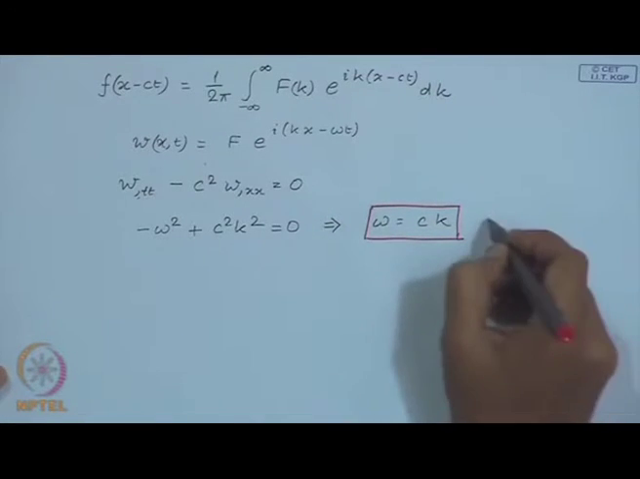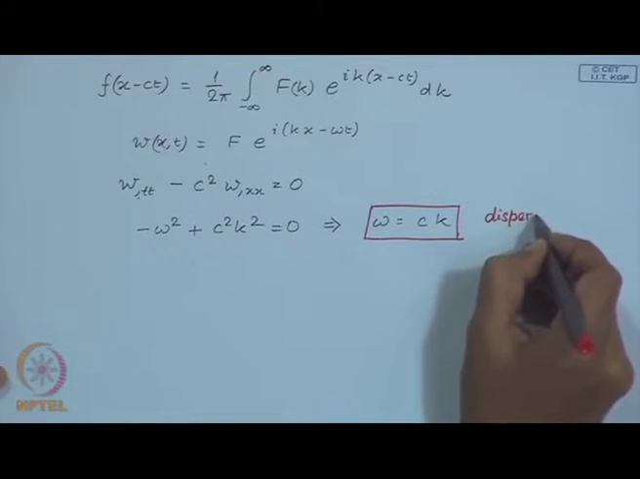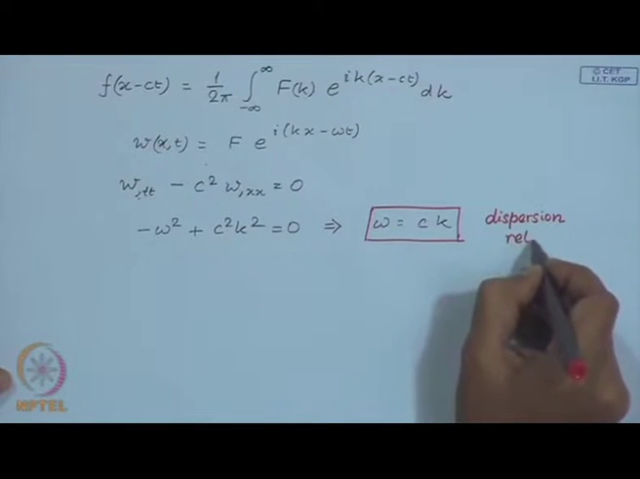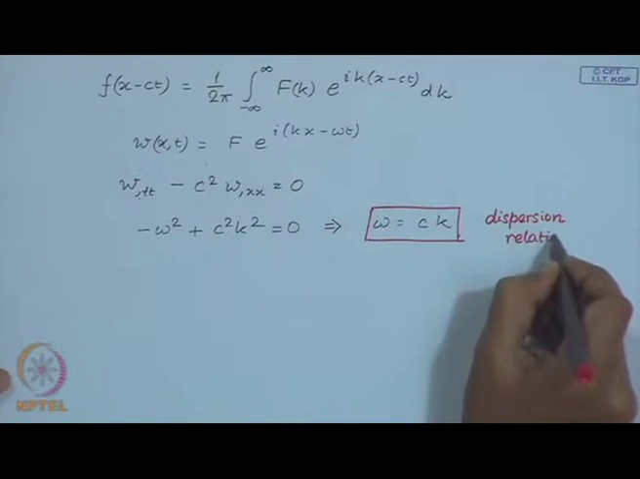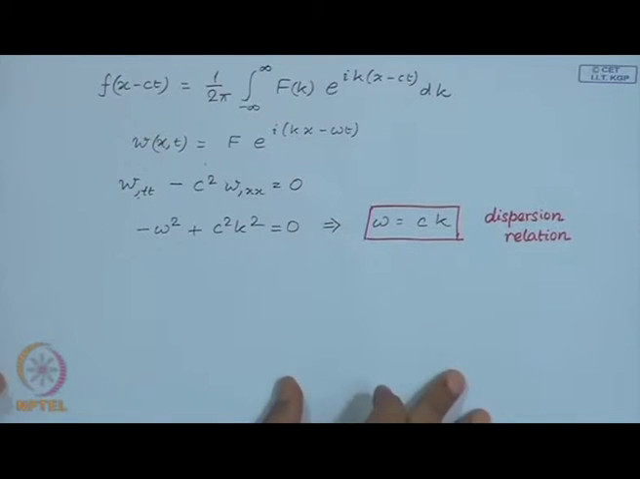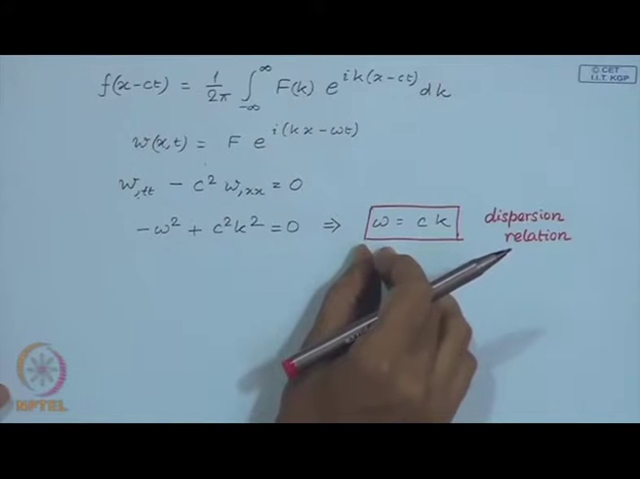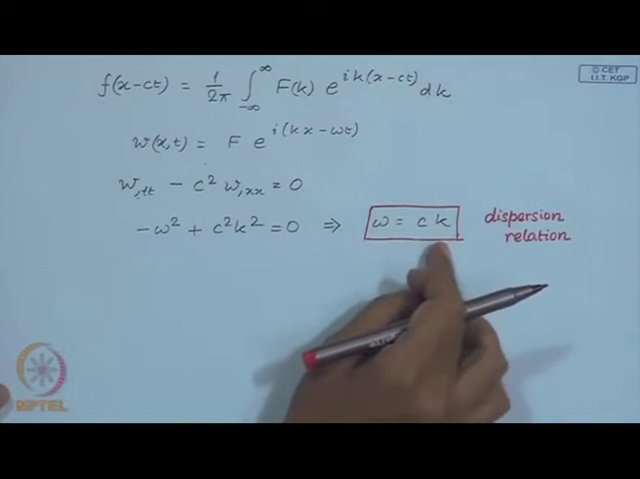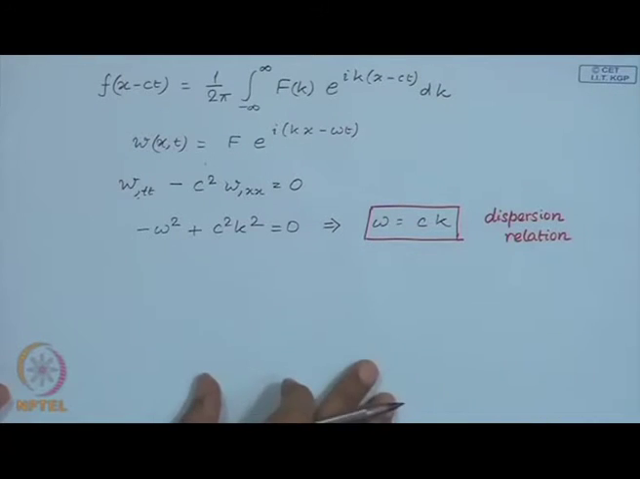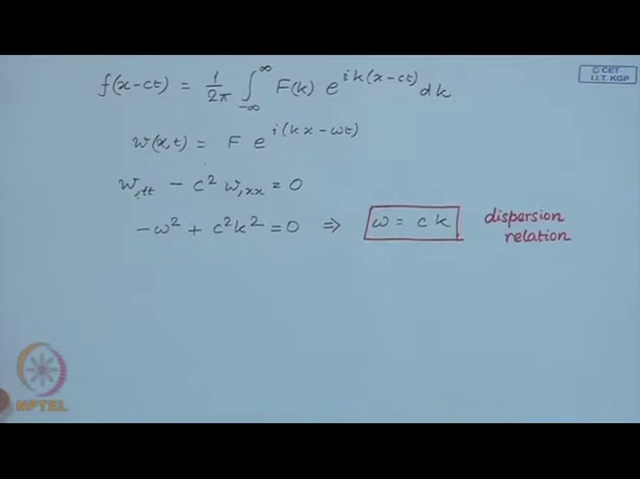This relation is known as the dispersion relation. It is a relation between the circular frequency of the wave and the wave number. Now, this dispersion relation is a property of the medium.